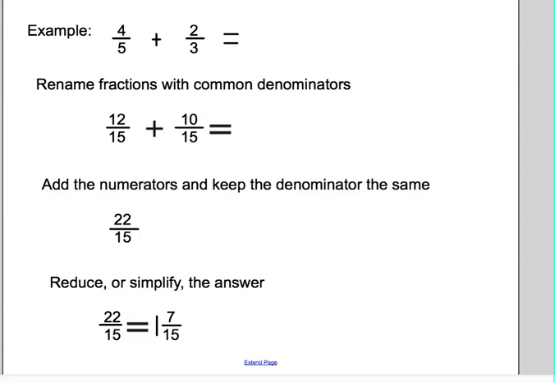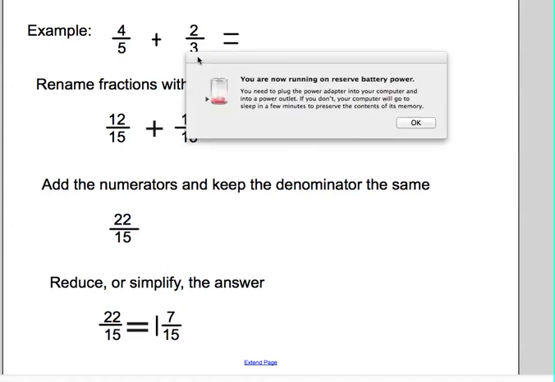Now let's take a look at an example, and this example should also be copied down into your notebook after those instructions. Okay, so for our example, the problem is 4/5 plus 2/3 equals what? Okay, well, the first thing we need to do is make sure we have common denominators, and in this problem we do not. Our denominators are 5 and 3.